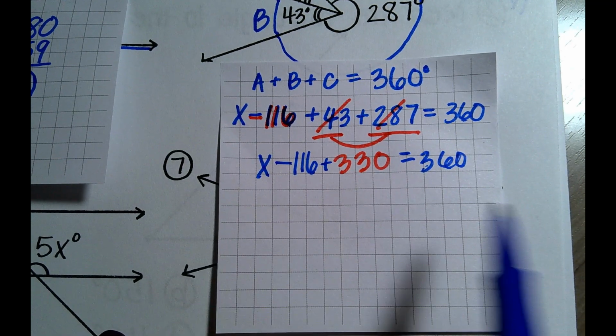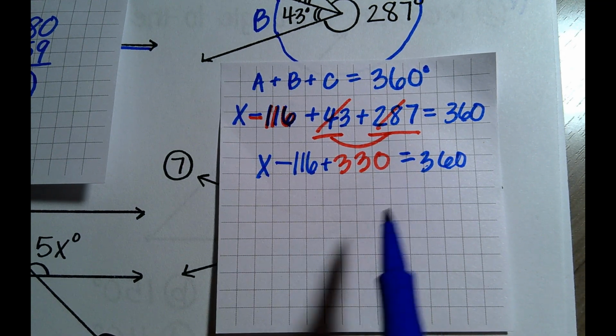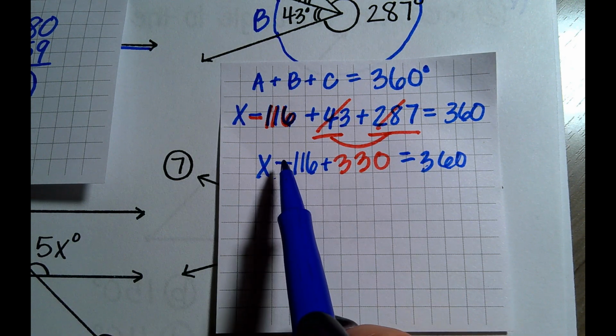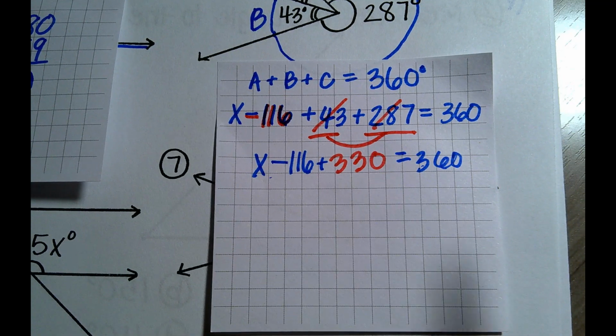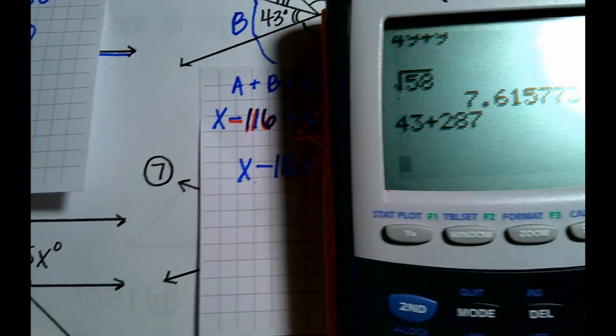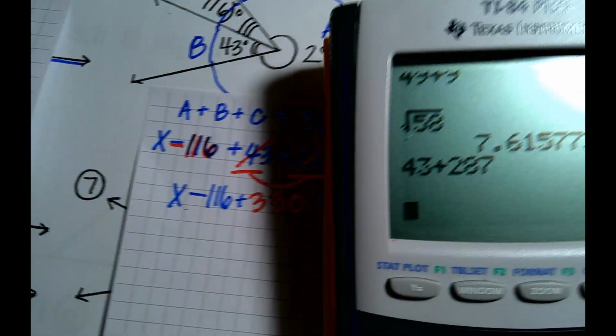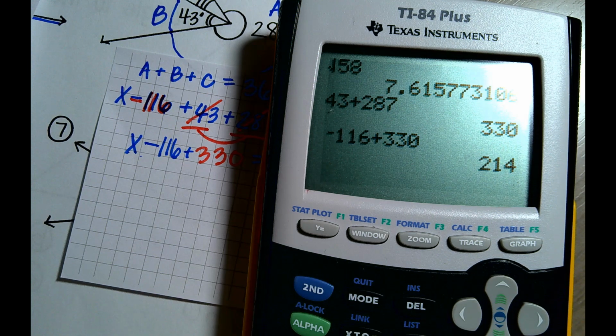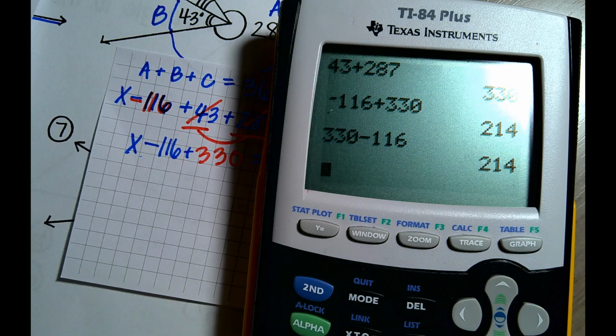So now I'm going to do 330 minus 116. Because I'm really doing negative 116 plus 330. I can do it that way too. I'll show you both ways. Negative 116 plus 330. I'm going to get 214. If I do 330 minus 116, I'm also going to get 214. Both ways work. Just make sure that you don't forget that negative sign.